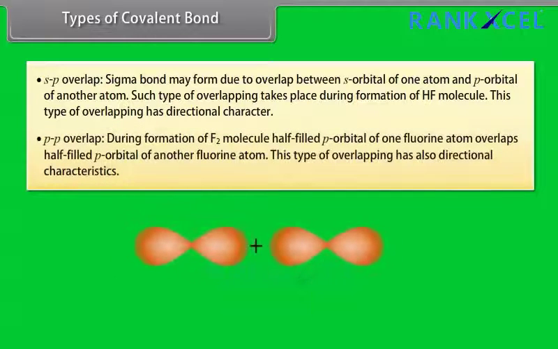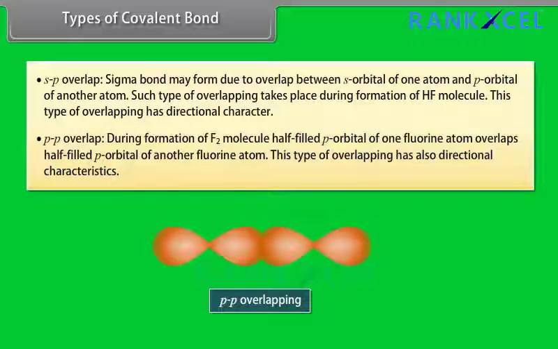P-P overlap. During formation of the F2 molecule, the half-filled p orbital of one fluorine atom overlaps with the half-filled p orbital of another fluorine atom. This type of overlapping also has directional characteristics.